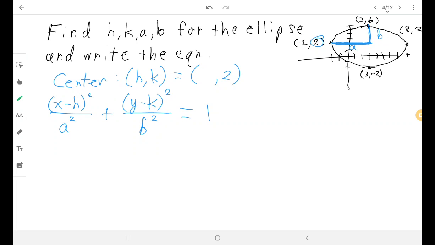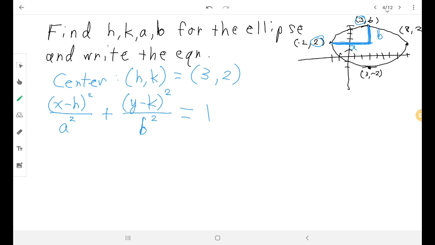Similarly, when I travel along the minor vertex here, I'm only traveling in the y direction, so the x has to stay static. So the center has to be at 3, 2. The x value has to be 3. So I have the center.